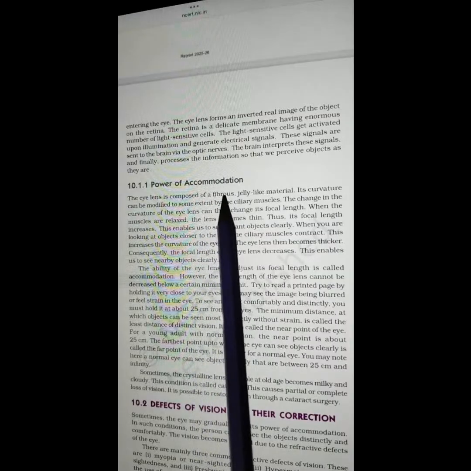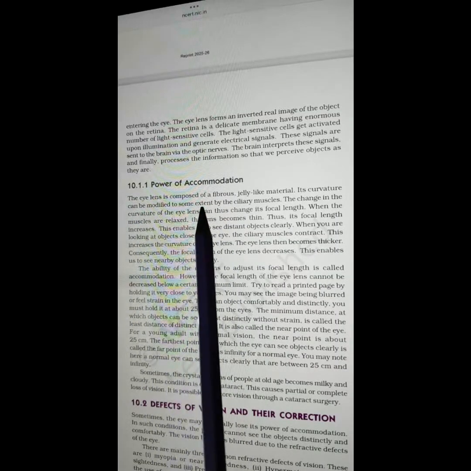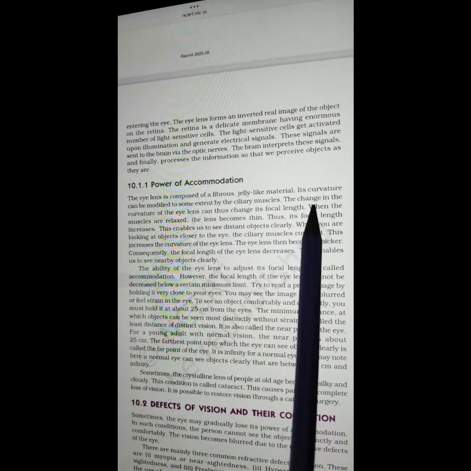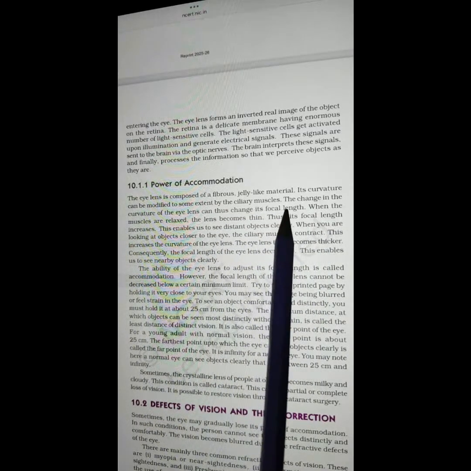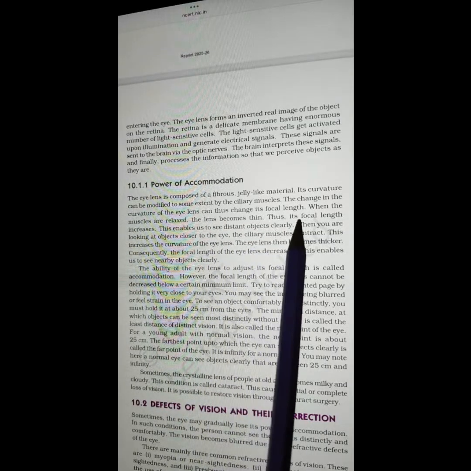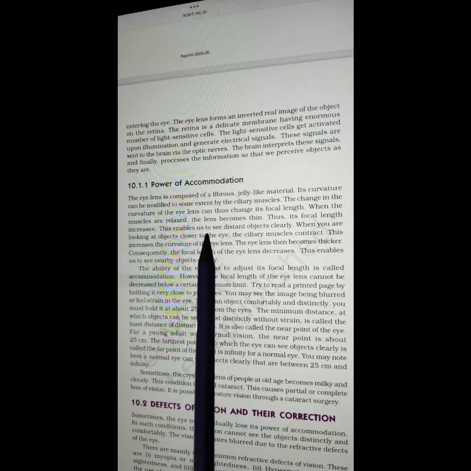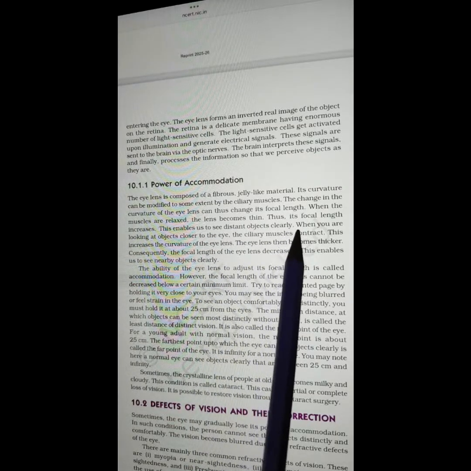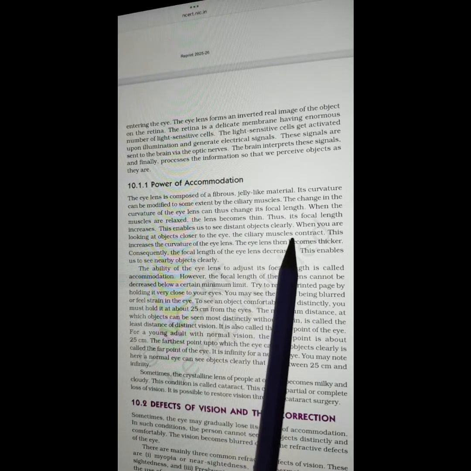10.1.1 Power of accommodation. The eye lens is composed of a fibrous, jelly-like material. Its curvature can be modified to some extent by the ciliary muscles. The change in the curvature of the eye lens can thus change its focal length. When the muscles are relaxed, the lens becomes thin. Thus, its focal length increases. This enables us to see distant objects clearly.